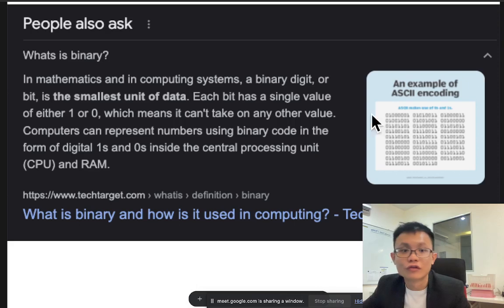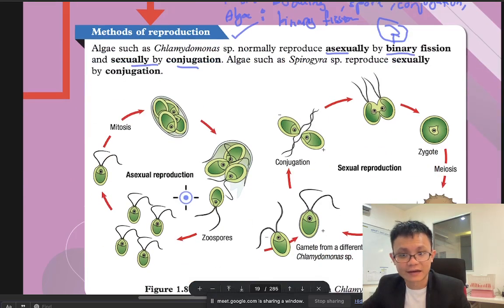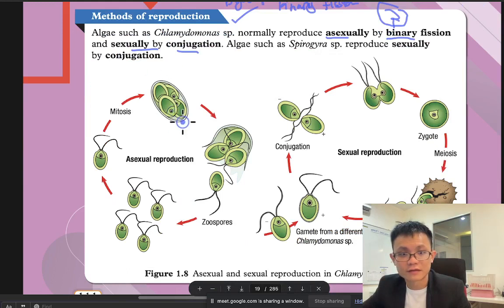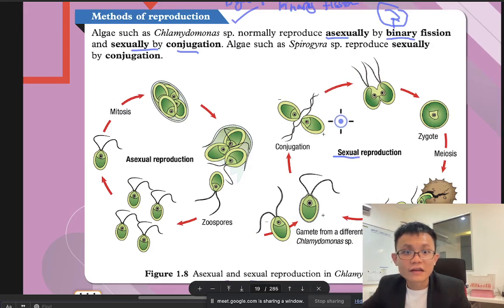It's base 2. So you can see 0, 1, 1, 1, 0, 0, 0, 1, 1, 1, 1, 0, 0, 0, 0, okay? So this is binary, 1 and 0 only. So it means base 2 only can develop until 2. So we can see that this is asexual and sexual reproduction. Okay, so sexual reproduction, they are not using binary, sorry.